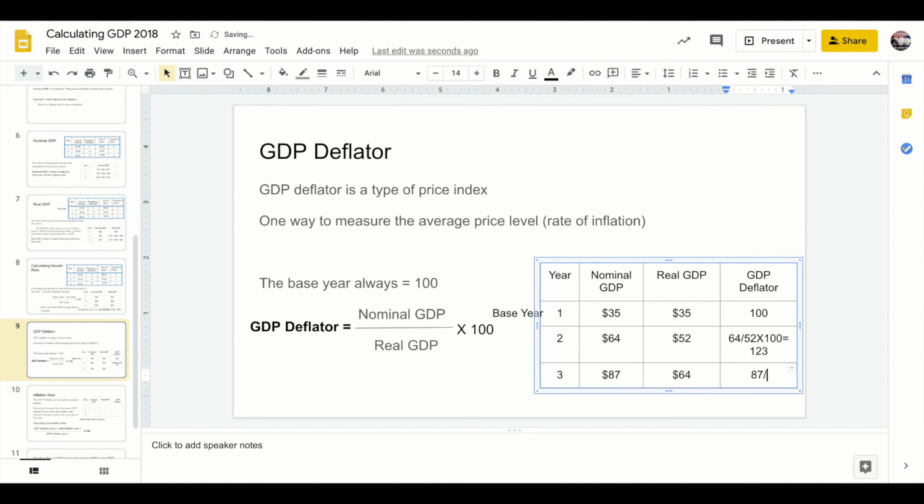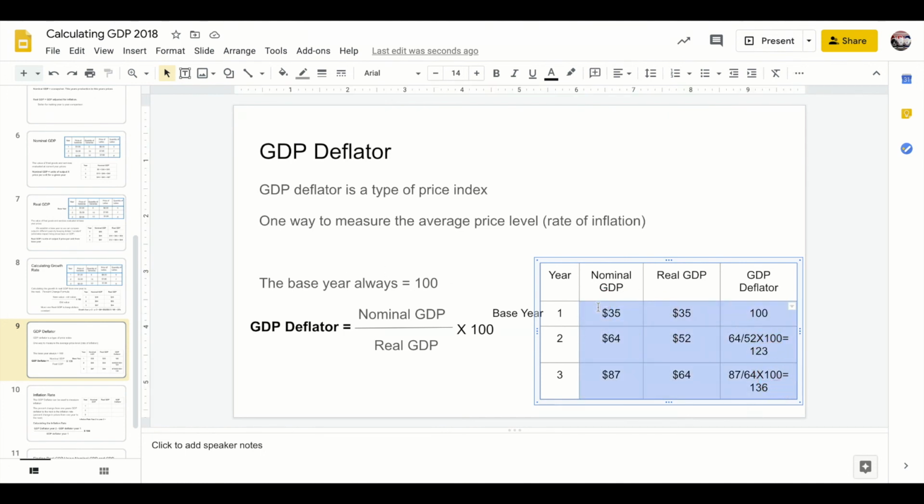And then we got to do it for the last one too. 87 divided by 64 times 100, and that equals what? Okay, so now I got to do it on my calculator. 87 divided by 64 times 100 equals 136. All right, so our GDP deflator in year 1 is 100, year 2 is 123, and year 3 is 136.